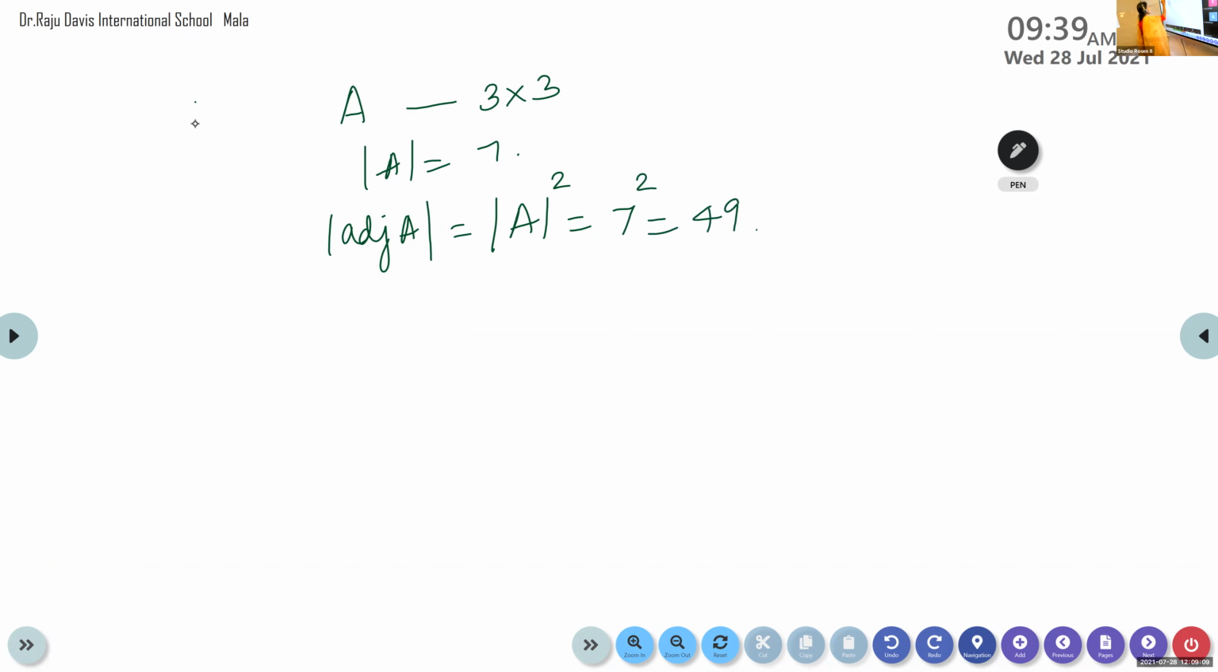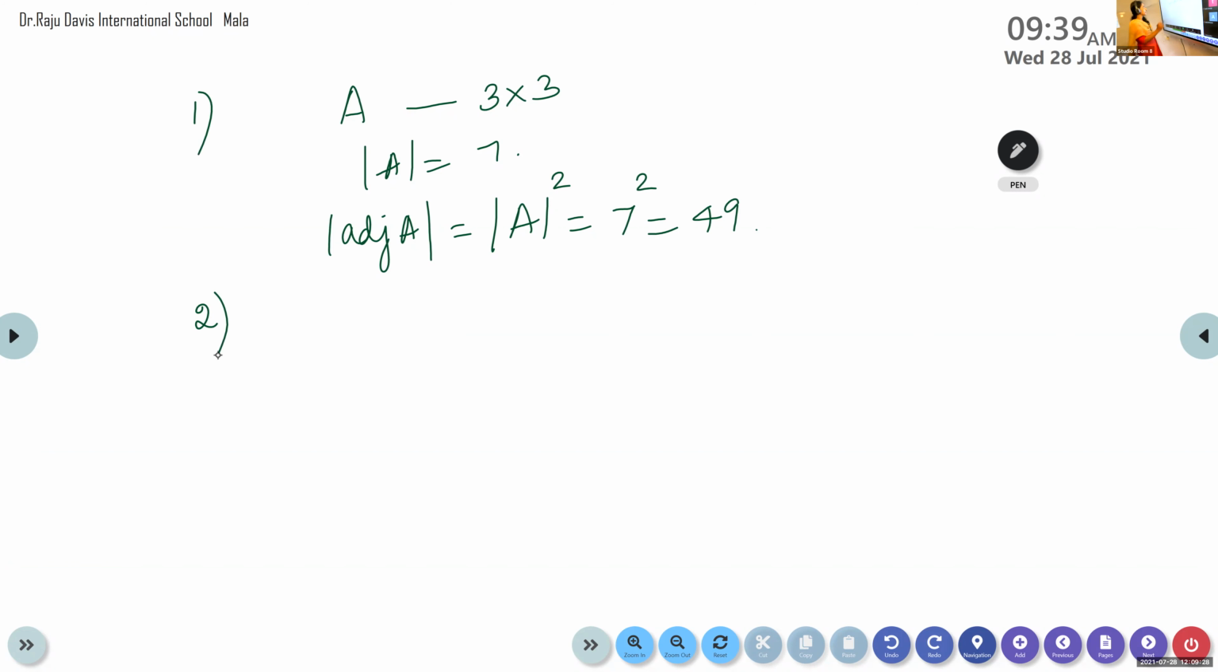This type of question is important. Mark it as very important in your textbook also. Example 2, all of you mark that one. Now look at the next question. Look at the next one.